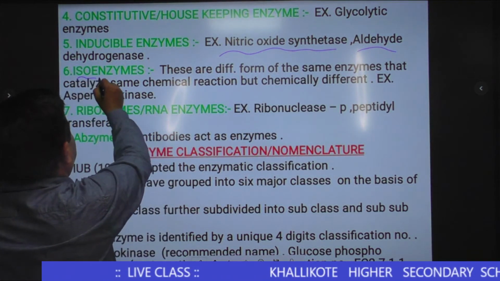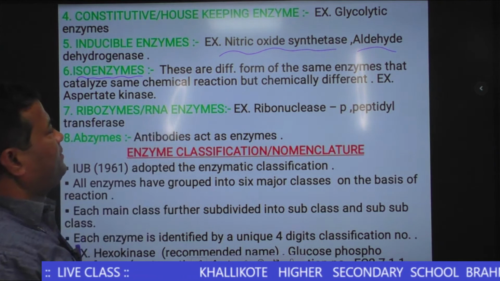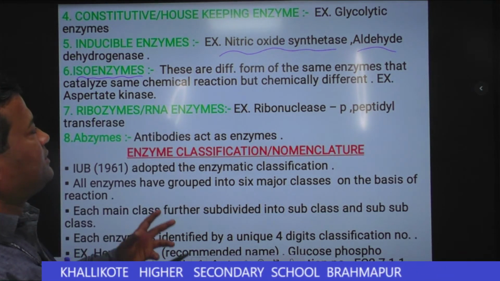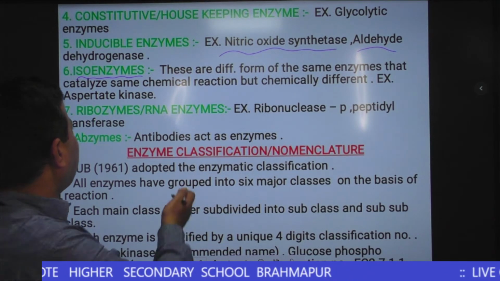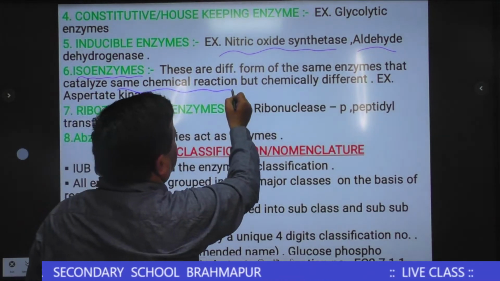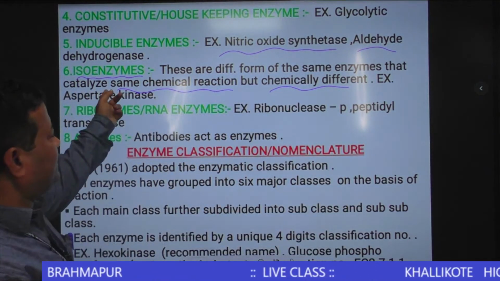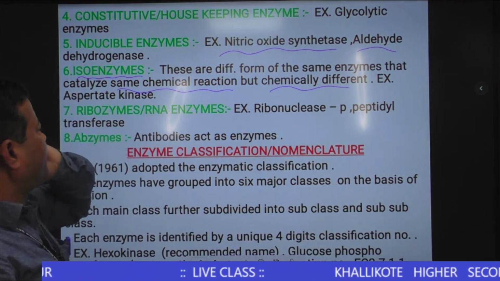Then another type is isoenzyme. Isoenzymes are different forms of the same enzyme that catalyze the same chemical reaction but are chemically different, like aspartate kinase enzyme. They have different forms.